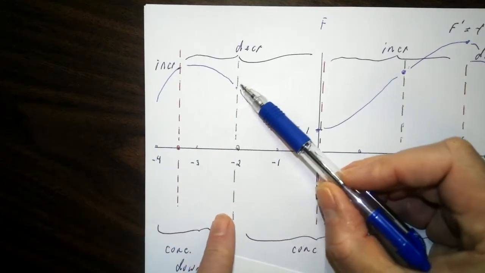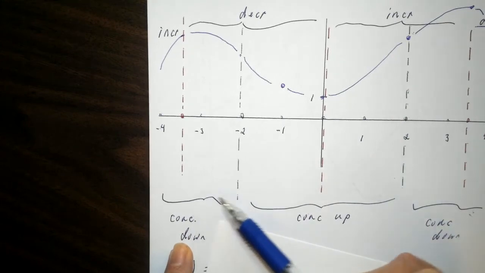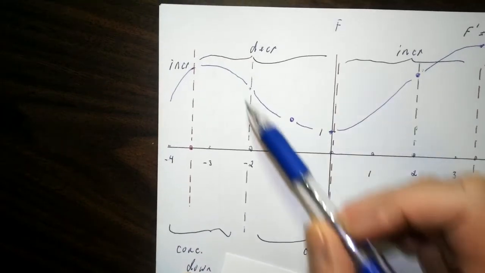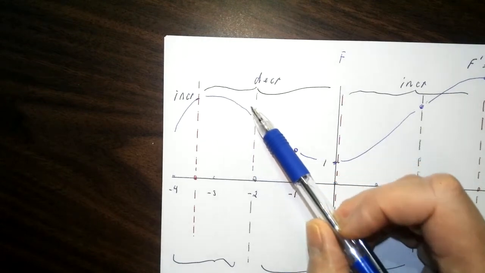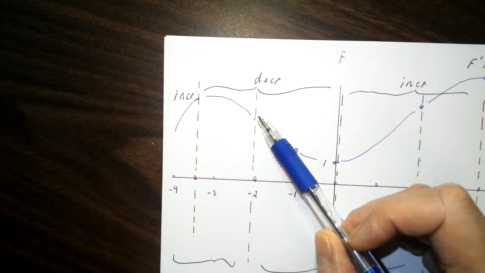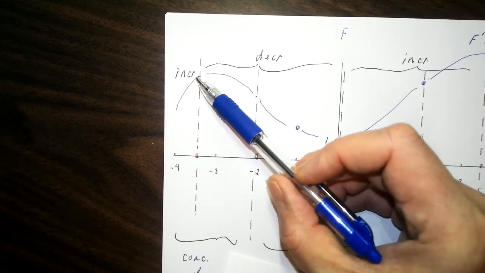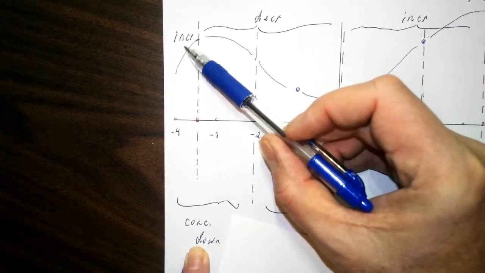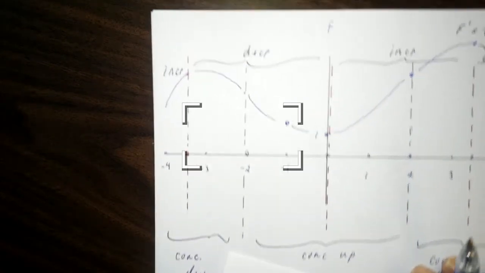At -2 is where the function switched concavity. It went from being concave down to concave up, but the function was still decreasing. So we're simply going to draw a decreasing concave down function. And to the left of -3.5, we know that the function capital F was increasing, but it was concave down, so it would look something like that.